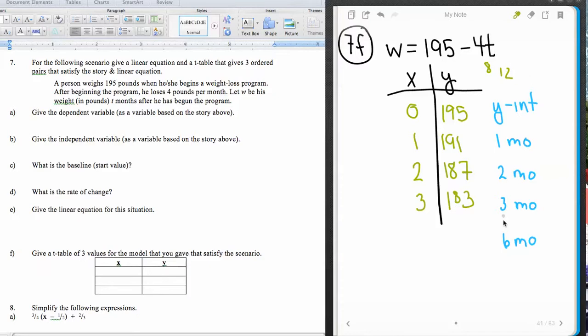And then finally, 6 months, 6 times 4, which is 24. And now 195 minus 24. 5 minus 4 is 1. 9 minus 2 is 7. And 1 minus 0 is 1. And that's at 6 months. There we go. And so those are different values.